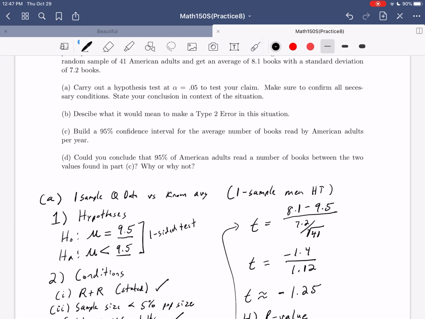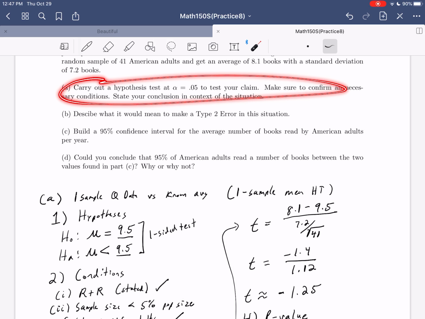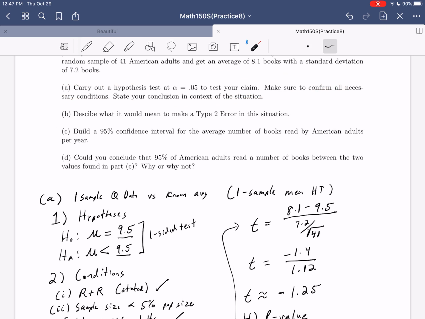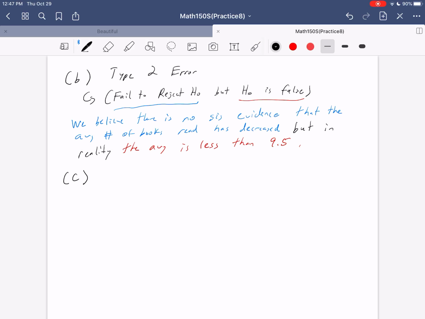So in part A, we carried out a hypothesis test. The other side of inferential statistics is not about trying to find evidence for things. That's what a hypothesis test does. But in part C, we want to look at the other side of inferential statistics, which is building estimates. So we want to build a 95% confidence interval for the average number of books read by American adults per year. So let's go ahead and do that.